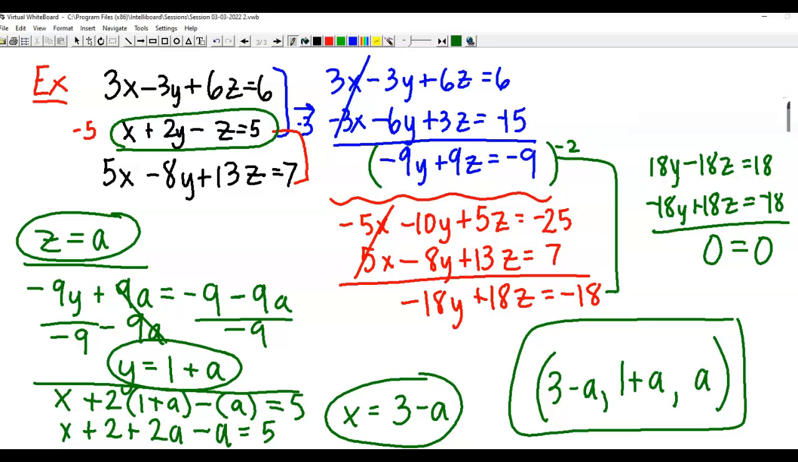Okay, that's an infinite solution. That one's harder than no solution. And maybe even harder in your opinion than just getting numbers, right?